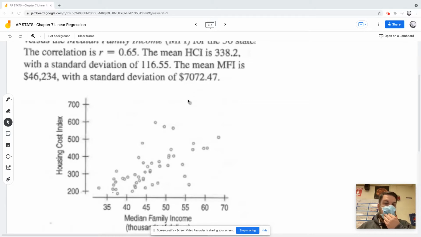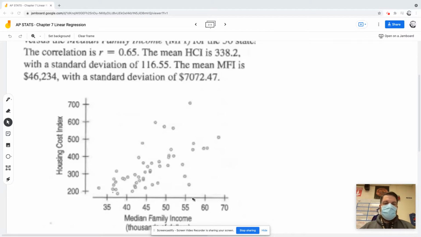But I'm not quite sure what the unit is for the 338.2. Anyways, it says that the median family income is 46,234 with a standard deviation of 7,072. Again, if I wanted to find the minimum value, I'd take that 7,072, multiply it by 3, and subtract that from the 46,234, and that would be an approximation.